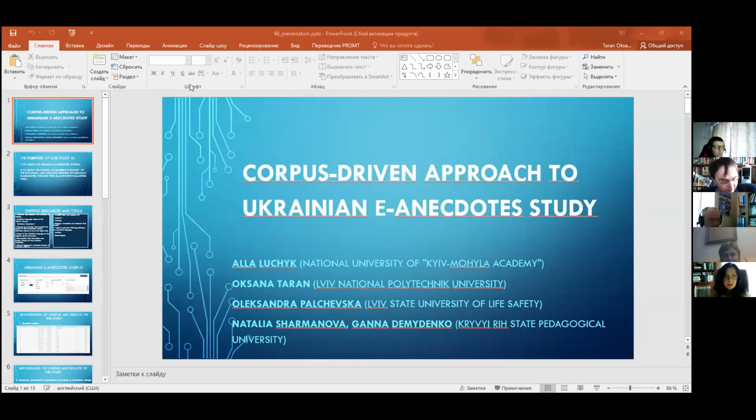present our study, Corpus-Driven Approach to Ukrainian E-anecdotes Study. Ukrainian anecdotes are considered from the linguistic, folklore, literary studies, and also ethnopsychological points of view. The internet anecdote, or e-anecdote, as a genre has become more relevant during the last decade. However, studies of this kind on Ukrainian language material don't exist.